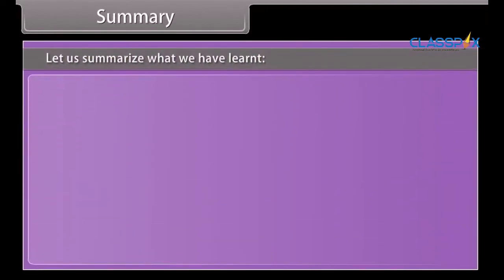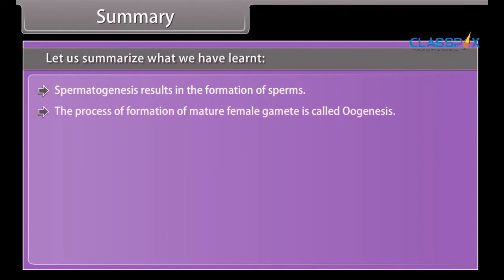Summary. Let us summarize what we have learned. Spermatogenesis results in the formation of sperms. The process of formation of mature female gamete is called oogenesis. The female reproductive cycle is called the menstrual cycle.